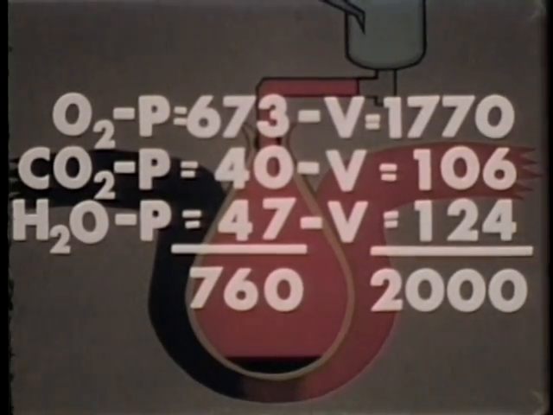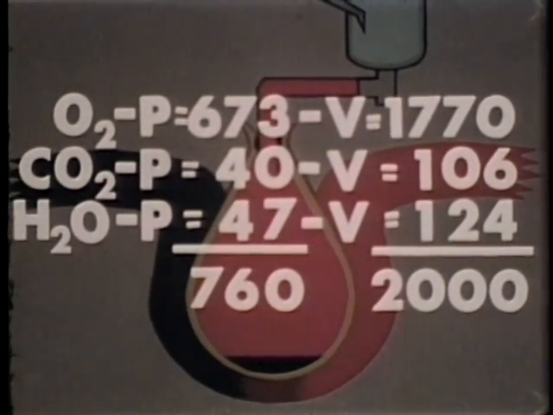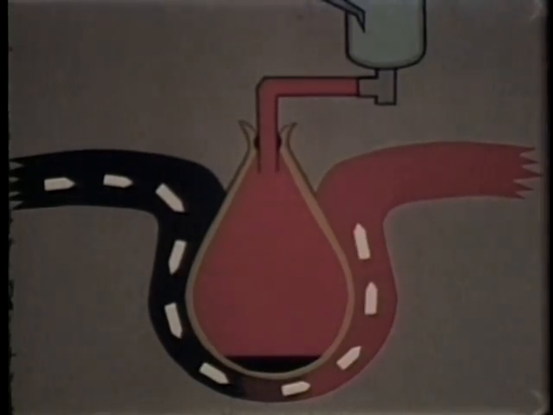Carbon dioxide, 106 milliliters. PCO2, 40 millimeters. Water vapor, 124 milliliters, and PH2O, 47 millimeters of mercury. We shall assume that blood flows around this alveolus in discrete quantities of 1,000 milliliters every 30 seconds.